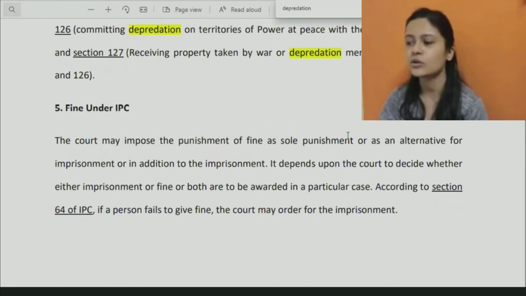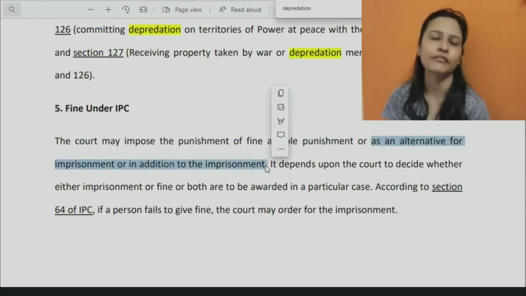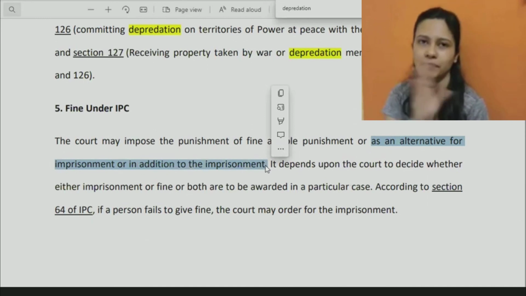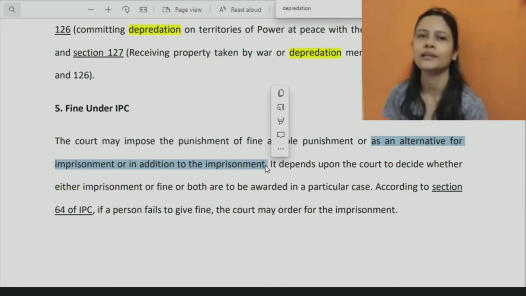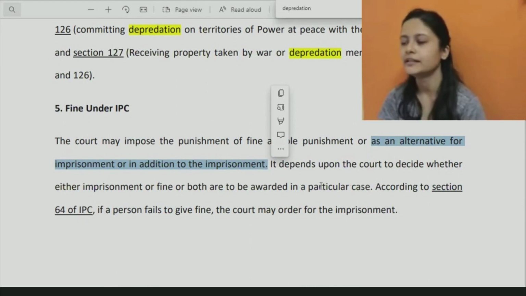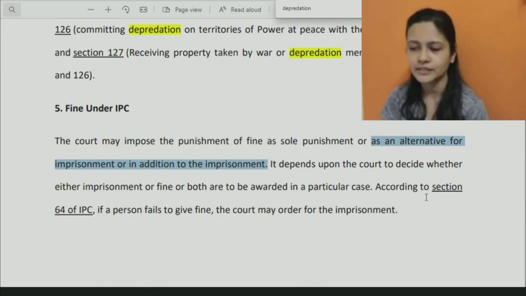Is it a sole punishment? Is it only fine that will be imposed? Or is it as an alternative for imprisonment or in addition to imprisonment? Imprisonment plus fine, imprisonment or fine, or only fine? It depends on the type of crime which is committed.